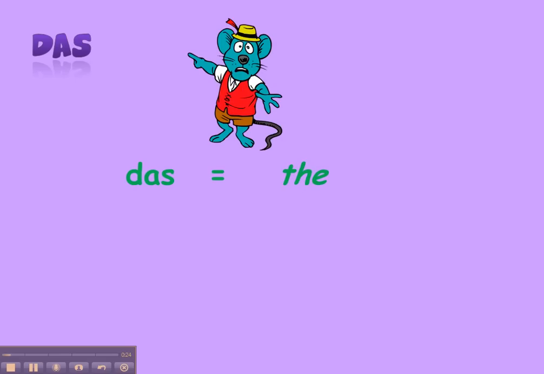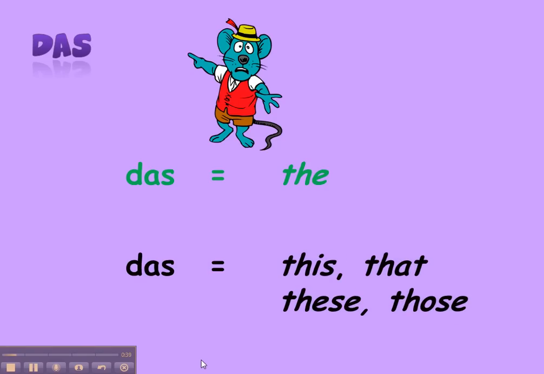You might ask, well, I thought we already learned das. I thought das meant the. I thought it was a neutral article. Well, you're correct if you're thinking that, but das also means something else. Das also means this, that, these, and those. So das can be used to point something out.